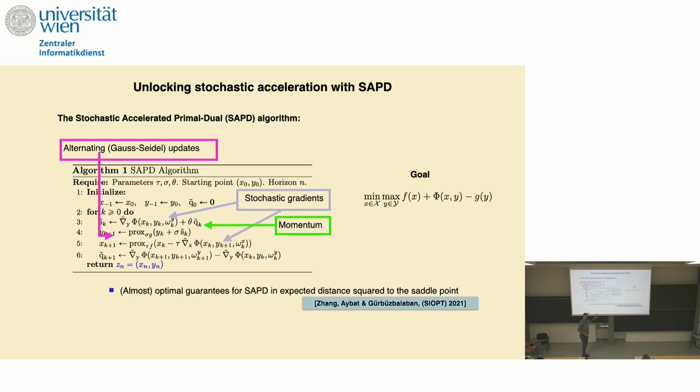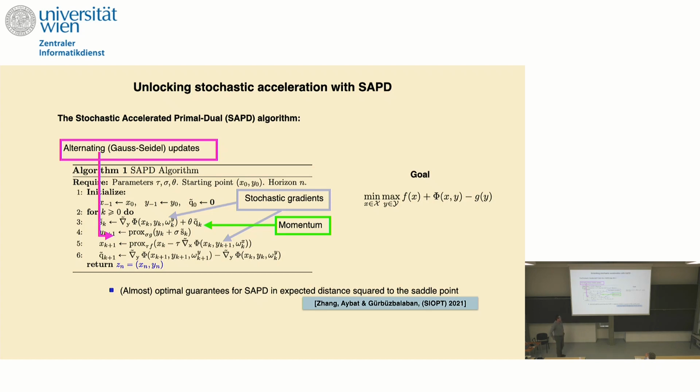Actually, it's an extension of the Chambolle-Pock algorithm to non-bilinear problems. So when the coupling function is not bilinear, this algorithm is still applicable. Okay? And it's an alternating algorithm in the sense that the variables x and y are not updated simultaneously. They are updated in a sort of alternating fashion.